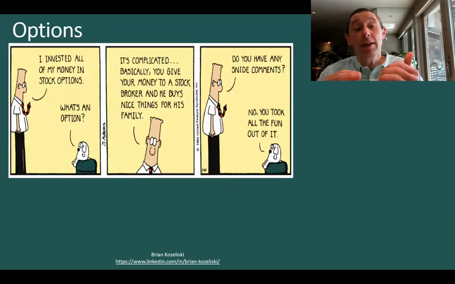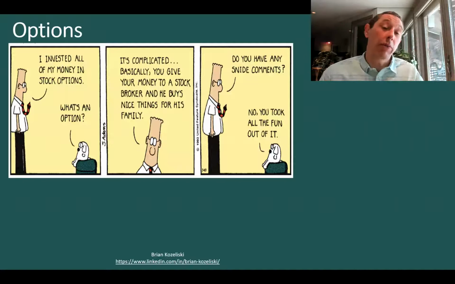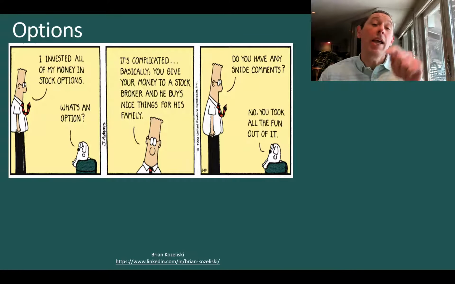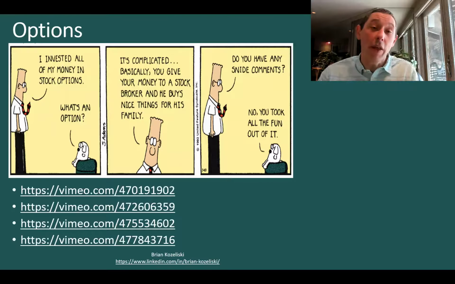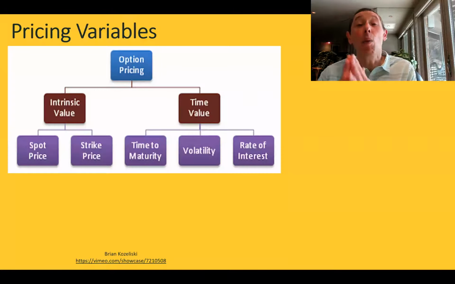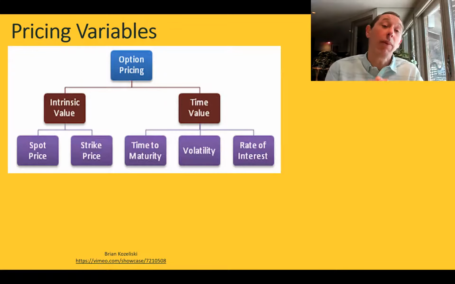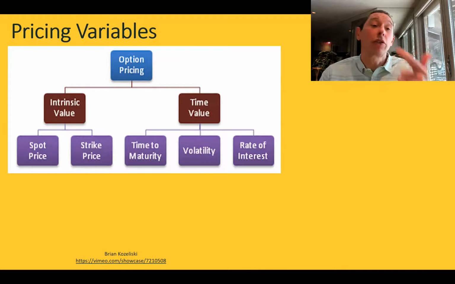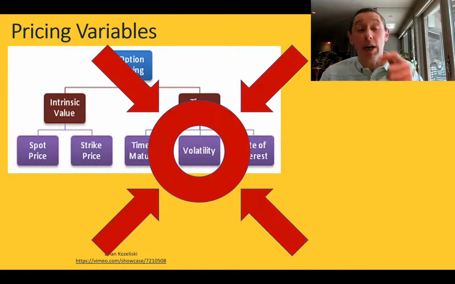Now, VIX has everything to do with options. If you want to see some videos on options, I have several of those, and you can follow these links to see those videos. Now, why does it have to do with options? Well, it has to do with the pricing variables. So you've got the spot price, the price of the asset, strike price, time to maturity, volatility, interest rates. And in this case for VIX, it has everything to do with volatility.